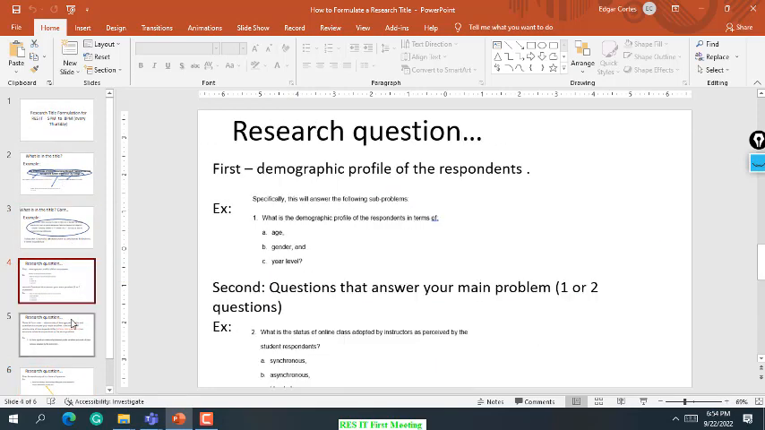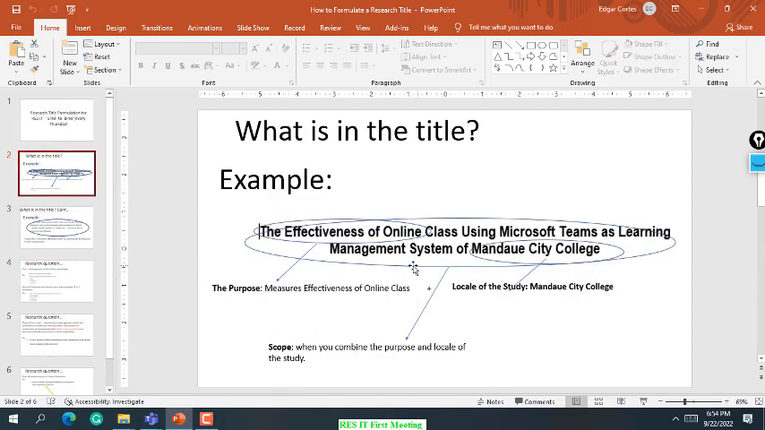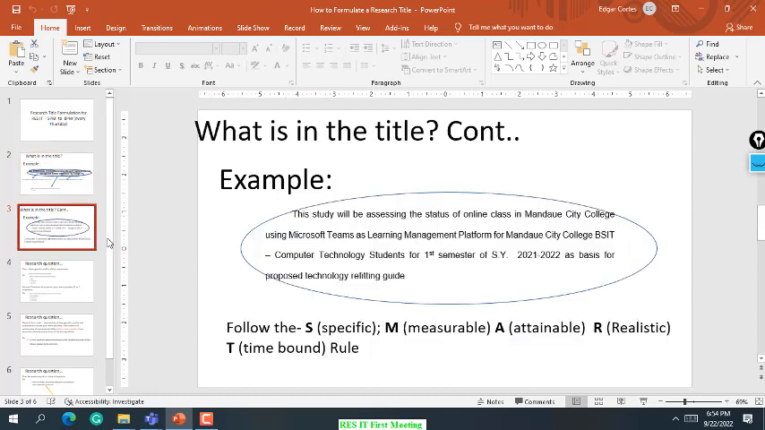So we have a lot of samples in the library. If you happen to visit our school, you can check in the library. So the expectation during the title defense with the panel, basically a face-to-face exercise, is that you will come up with three titles, and each should already have a statement of the problem.